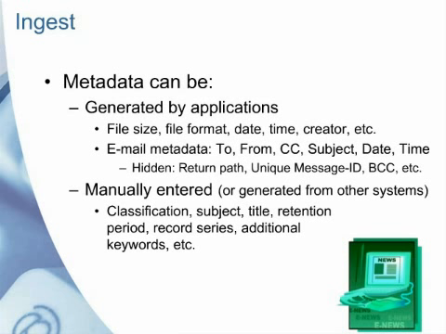But also within email, there's hidden metadata that can include the return path of the email, the unique message ID, since every email can have a unique ID assigned to it, the blind carbon copy, among others. Metadata can also be manually entered or generated from other systems and captured and matched with the metadata that you already collected, providing an additional classification for that record, including subject, title, retention periods, record series, and other keywords.